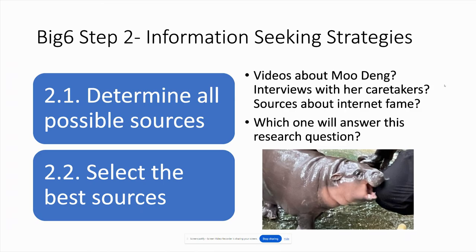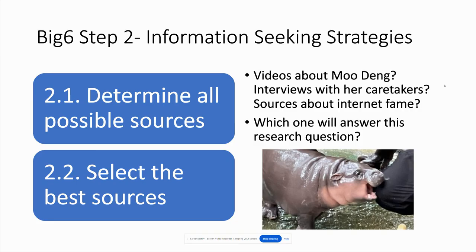Now, step 2 is information seeking strategies. So now that we've defined the problem, we determine all the possible sources. Are we going to look at videos? Are we only going to look at videos? Well, no, because we're also talking about internet fame and stardom. So unfortunately, if we just watch every video about Mudang, it's not going to necessarily help us creating a research product talking about the rise and fall of internet stardom.